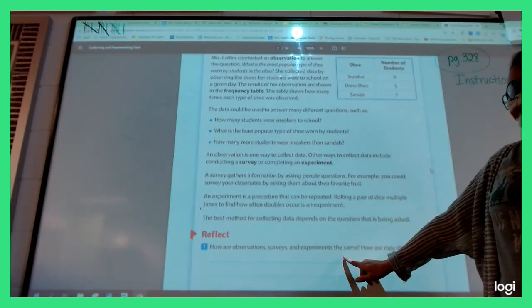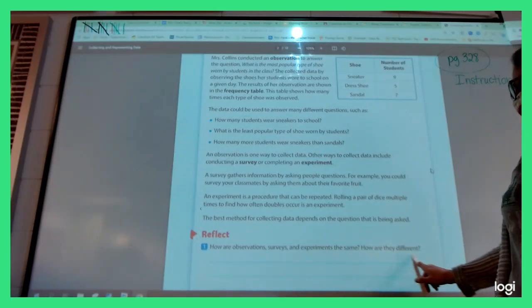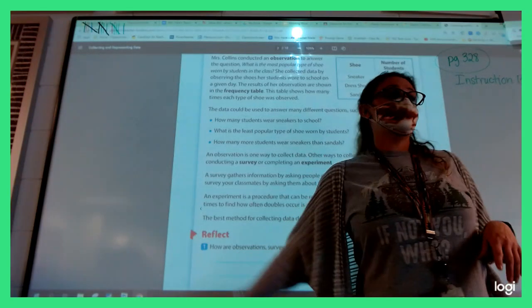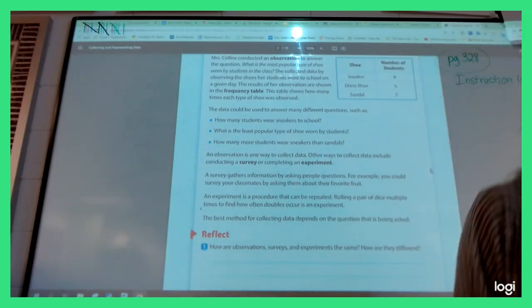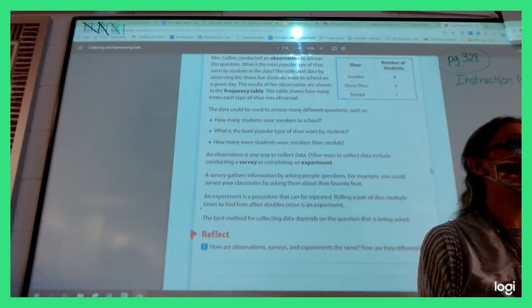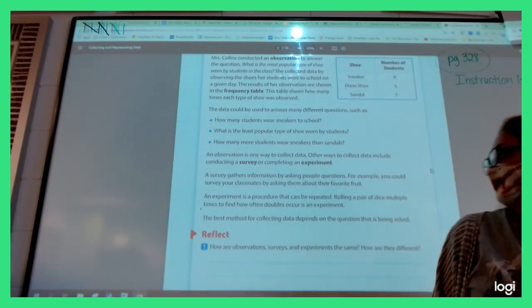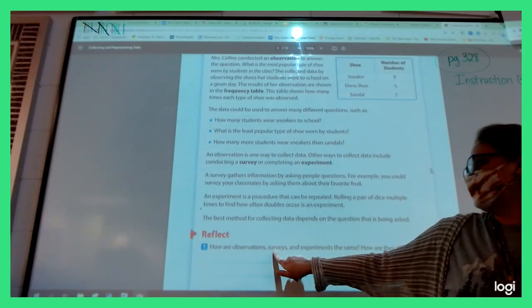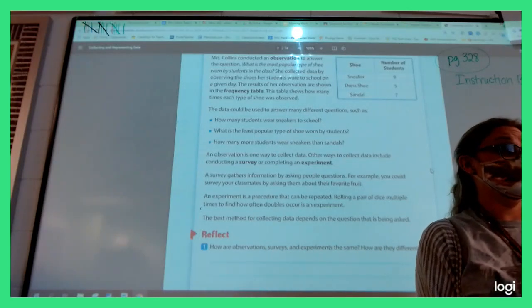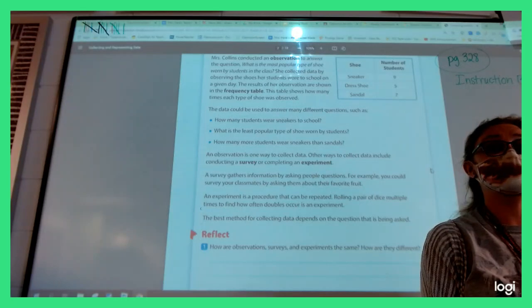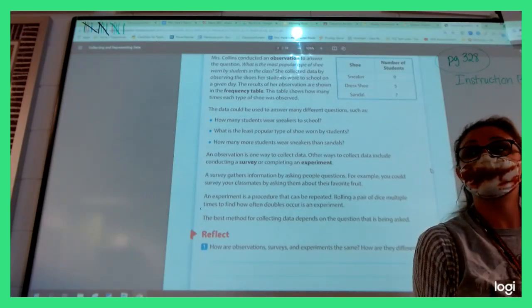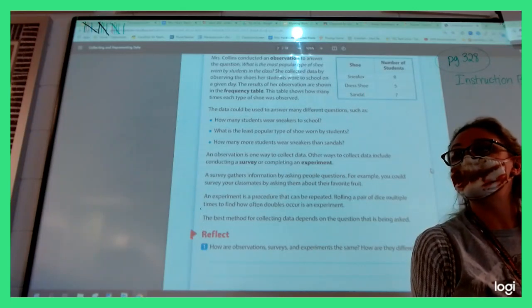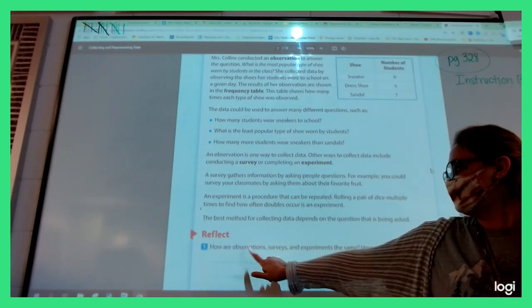So how are observations, surveys, and experiments the same, and how are they different? After this question, we're going to move on to talking about how you write a survey question. So think. I need your brains on. All right. Let's start with an observation and a survey. How are those different? One person knows. 3 people know. Zoe, what do you think? How is an observation different from a survey?